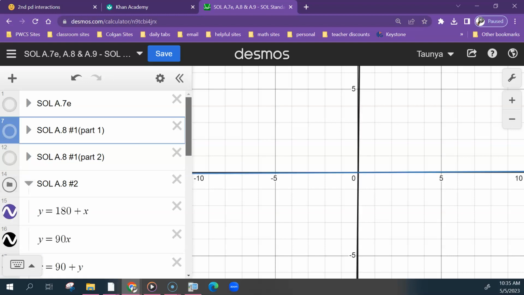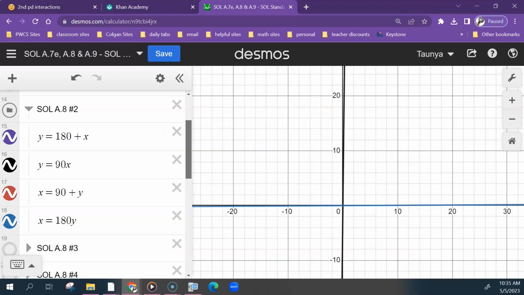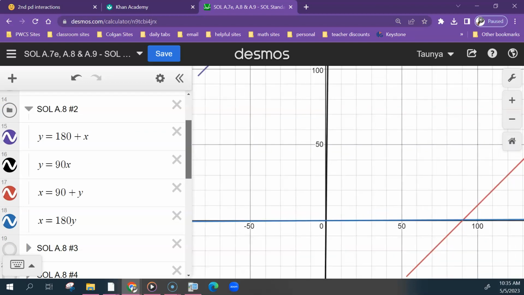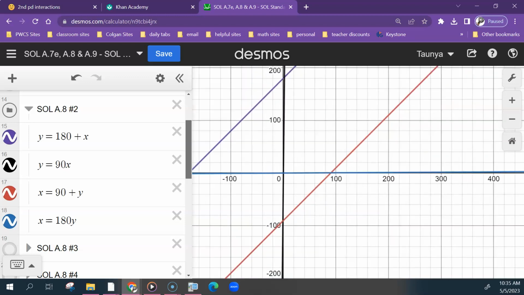Part 2. It's looking for which one is a line that goes through the origin. The ones that are adding would not be answers, but I think I said it was the black one, because this one would do weird things.